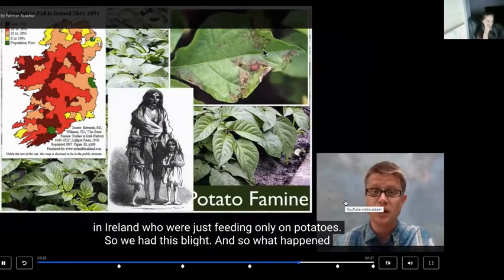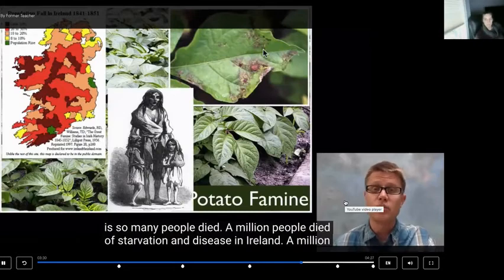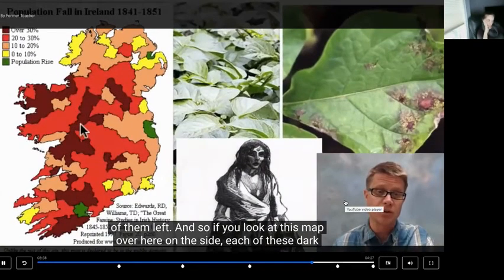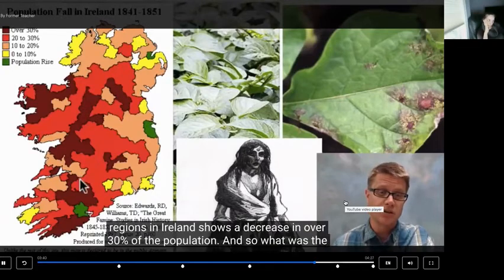So we had this blight. And so what happened is so many people died. 1 million people died of starvation and disease in Ireland. 1 million of them left. And if you look at this map over here on the side, each of these dark regions in Ireland shows a decrease in over 30% of the population.